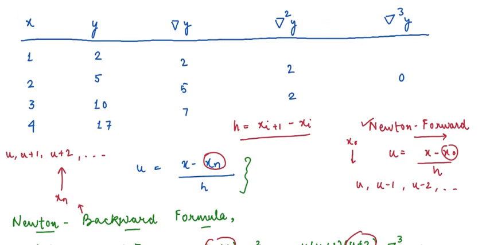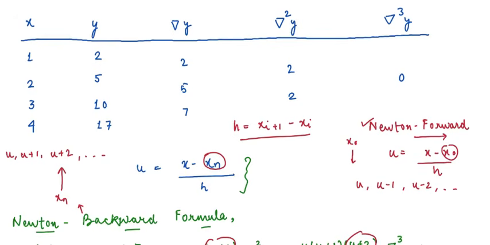Newton backward is particularly convenient when the x values are equally spaced and the required x value lies near the end of the table. For example, if we have x values as 10, 11, 12, 13, 14 and we want to estimate the function value at 13.5, then Newton backward is appropriate. But if we want the function value at 10.5, Newton forward would generally be more convenient.